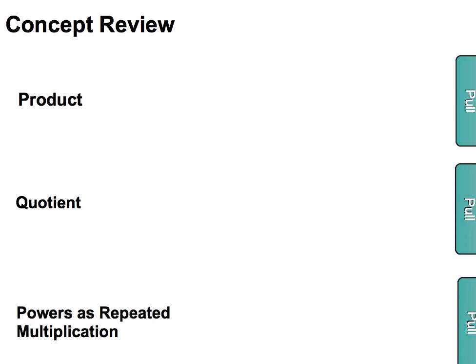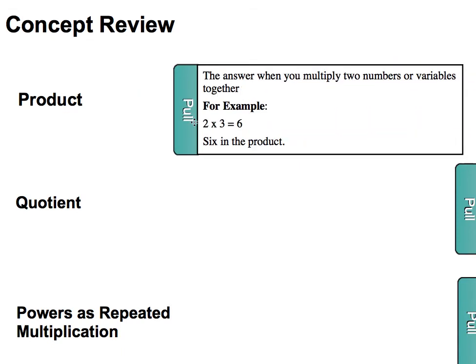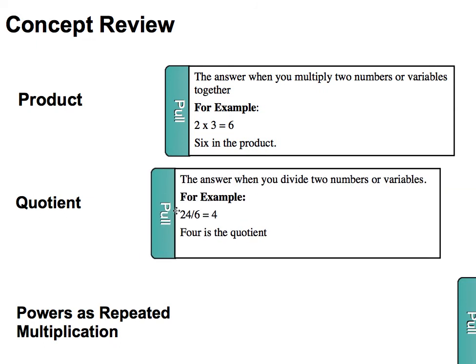So before we can even begin, we have to review a few things. The product is the answer when you multiply two numbers or variables together. So in the example, 2 times 3 is equal to 6. 6 is the product. Quotient is the answer when you divide two numbers. You really have to know those two terms because otherwise you won't understand what I mean by the product law and the quotient law, which is what we're going to investigate today. So 24 divided by 6 is 4. 4 would be the quotient.